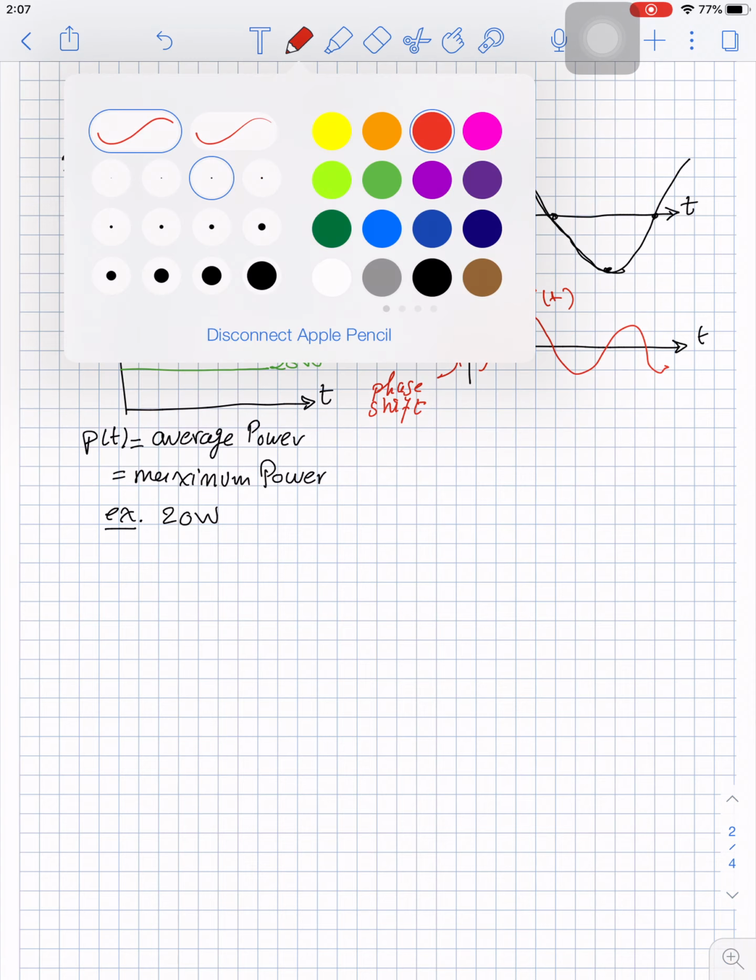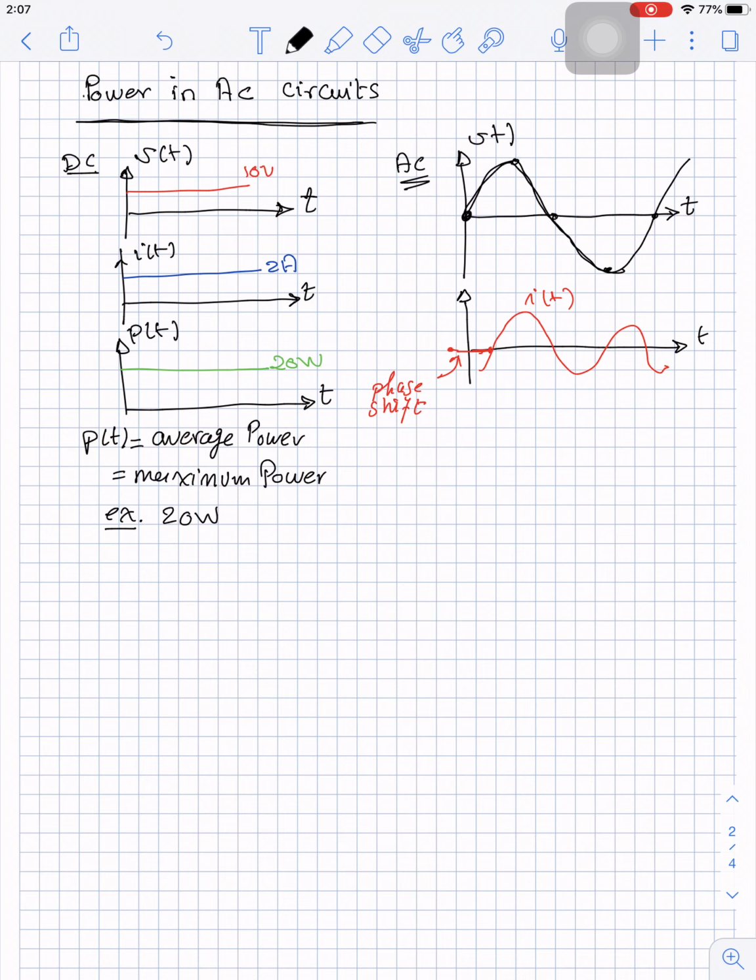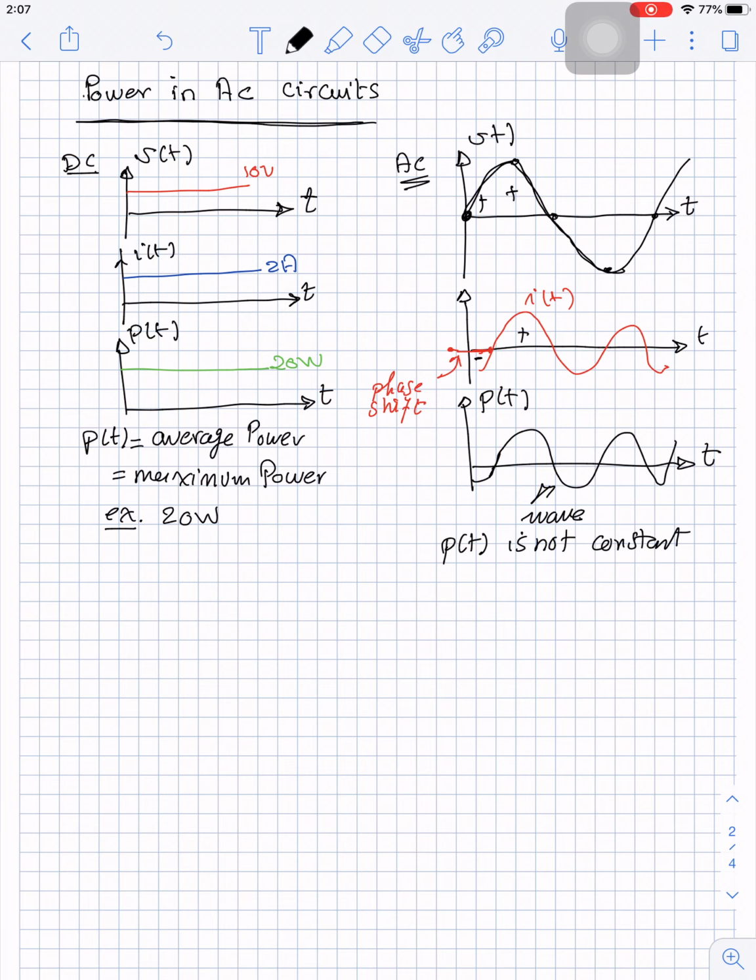Now if you multiply these two together to get the power as a function of time, here you have positive multiplied by negative, you will have a negative power. Here you have positive multiplied by positive, you will have a positive power. So the power, P of t, will also be a wave. So the power P of t is not constant. And this is the power in AC circuits.